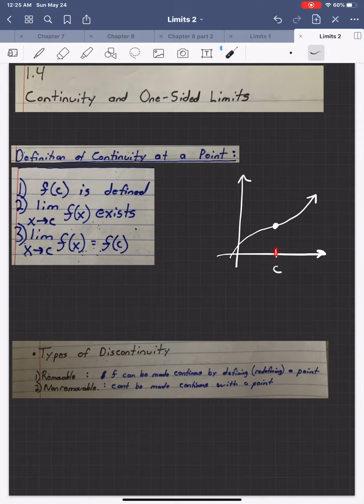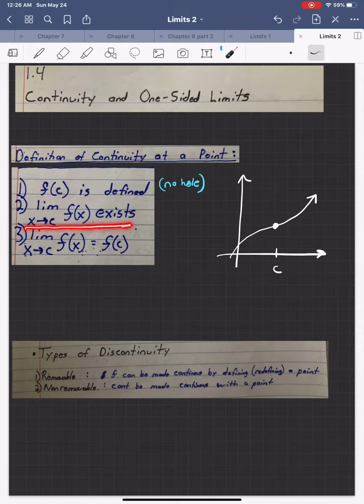F of c is defined would mean that whatever this x value is that we're calling c, when you plug it into your function, what you get out is f of c. In other words, this is a more formal way of making the statement no hole in the graph, because if there was a hole here, you could not draw this without lifting your marker. Okay. Well, what about the limit as x approaches c of f of x exists? How do we interpret that?